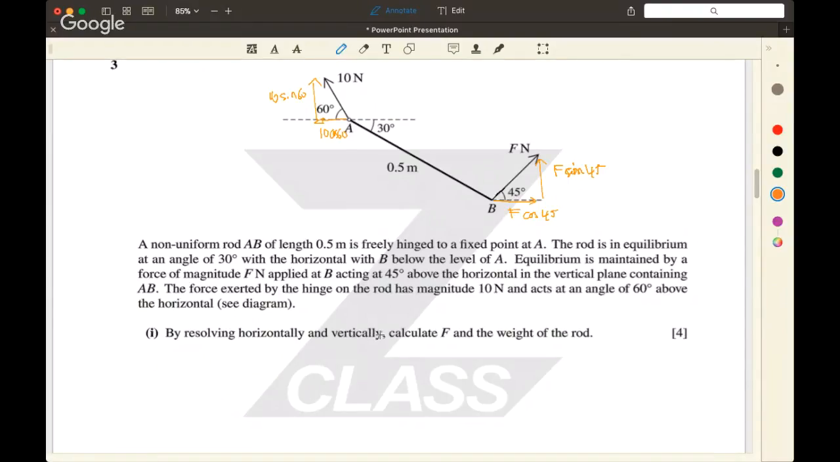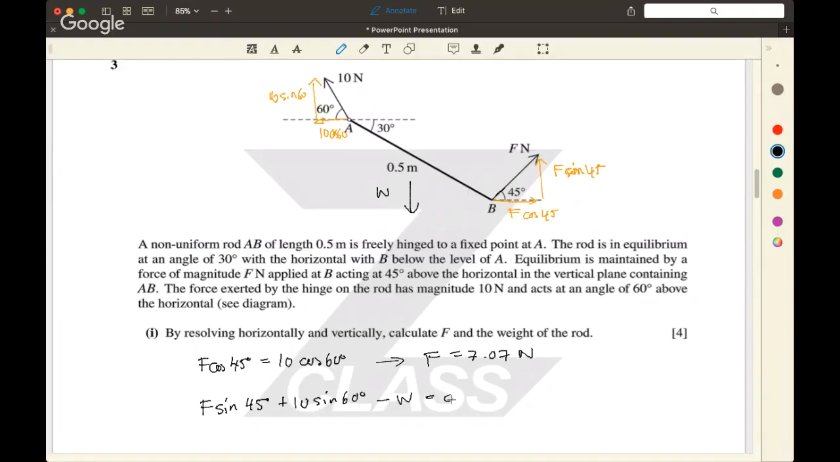And this thing is in equilibrium. It's at rest, so we can equate the components independently. So we know that F cosine of 45 degrees must be equal to 10 cosine of 60 degrees. So we can solve this, and that'll give us the value of F. And the other thing we need to know is that there is a weight of the rod acting downwards. So we can picture all these forces just balancing out. So in the vertical direction, we've got F sine of 45 degrees plus 10 sine of 60 degrees minus the weight is equal to 0. And we know what F is now, so we can solve for the weight.